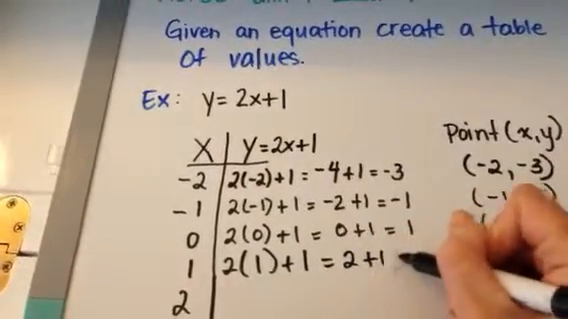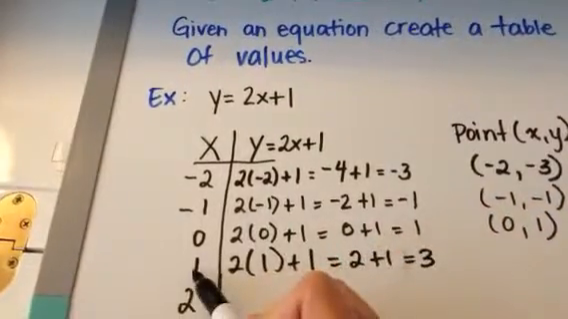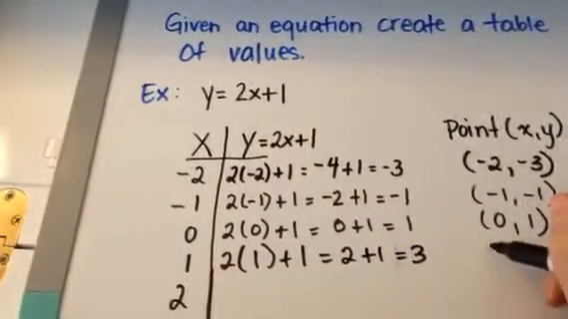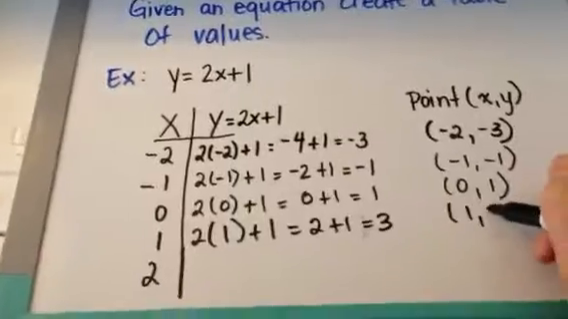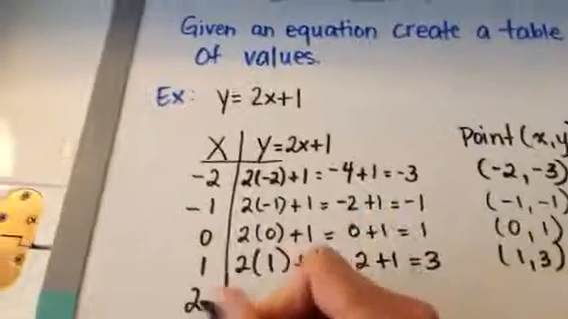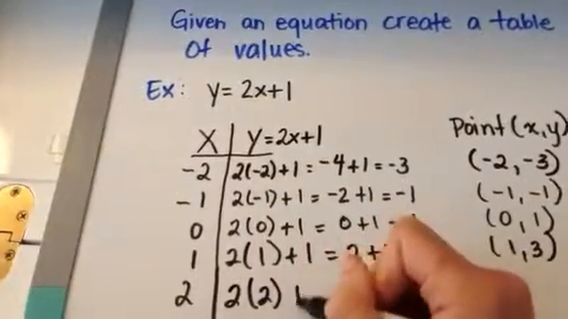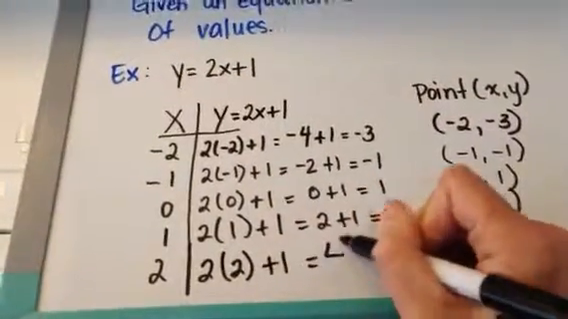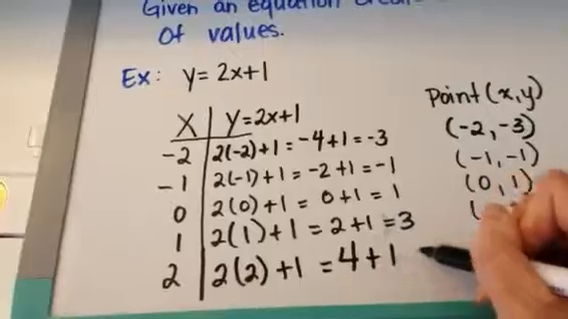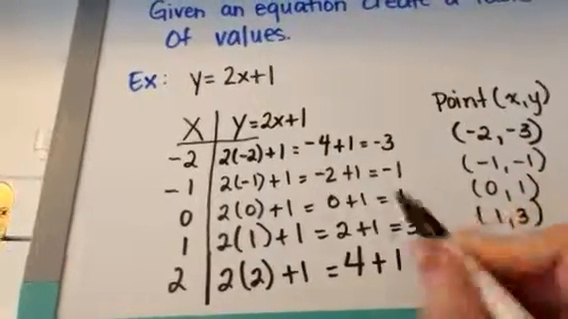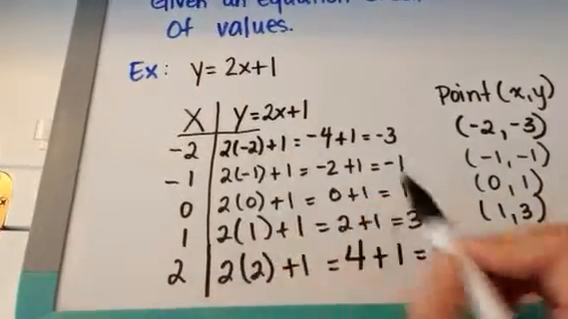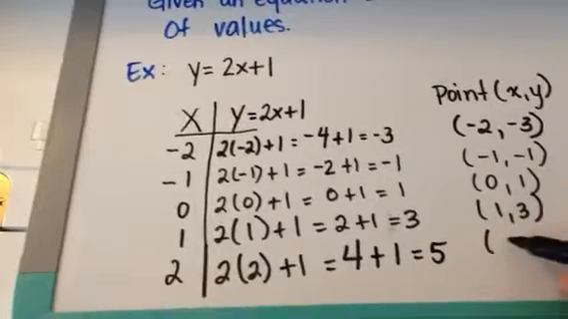So this is 2 plus 1, which equals 3. So when x is equal to 1, y is equal to 3. So our point is 1, 3. And then the last one, you plug 2 in for our x. So we get 4 plus 1 is equal to 5. So when x is 2, our y value is 5.